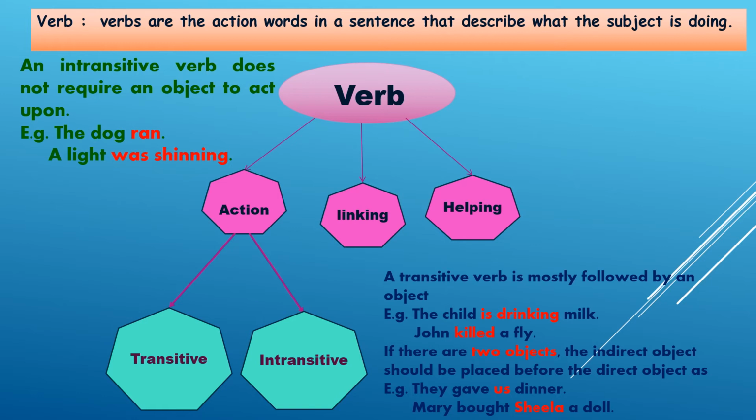Mary bought Sheila a doll. Mary bought what? A doll. Mary bought a doll for whom? The answer is Sheila. So now I hope it is clear to you. The indirect object should be placed before the direct object.